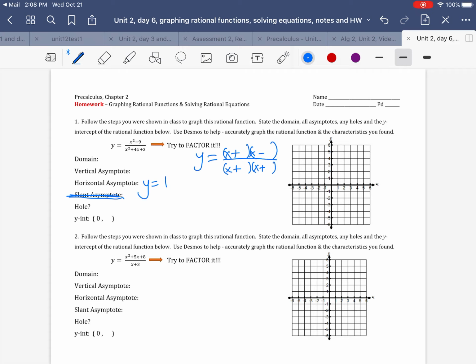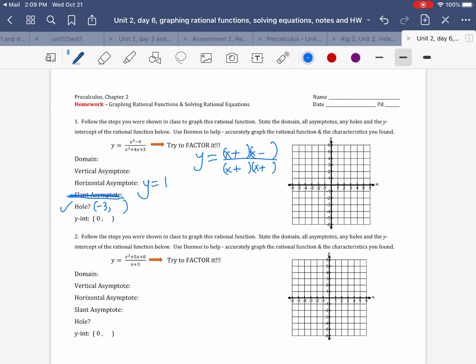Well, let me tell you that one of these items is going to cancel. So this is going to cancel right here, therefore creating a hole. So the thing that cancels is x plus 3. That means your hole is going to be at negative 3. So that means that there is a hole, yes, and it's going to be at negative 3 comma something.